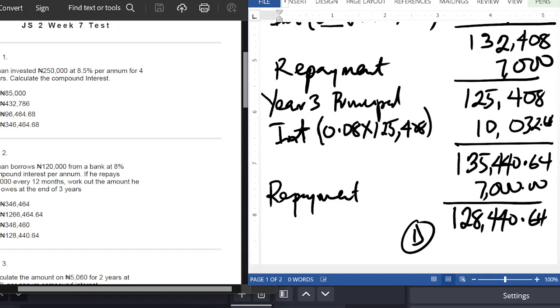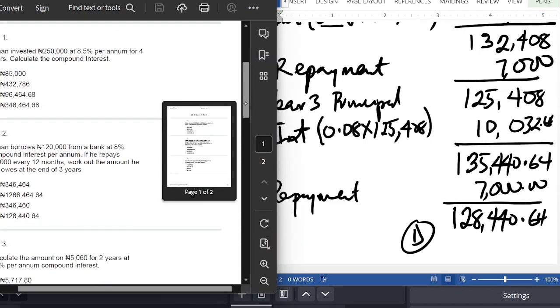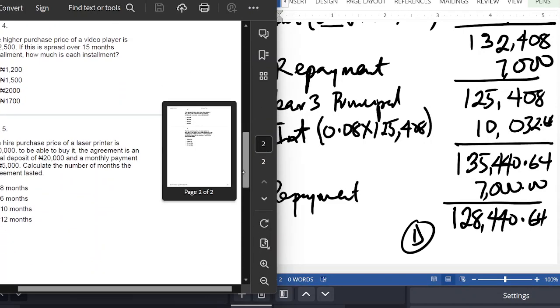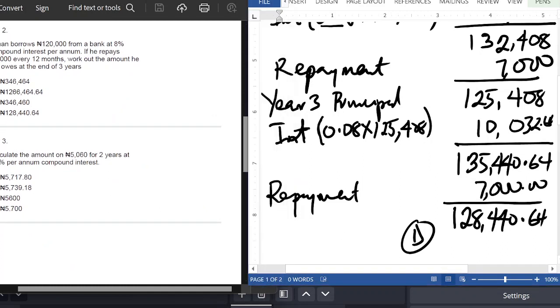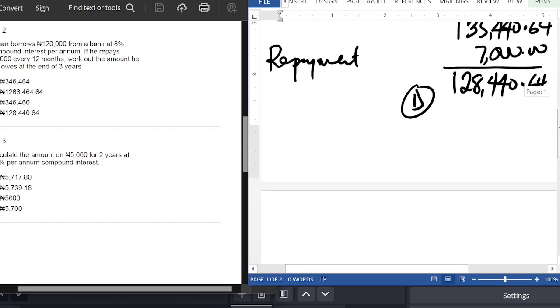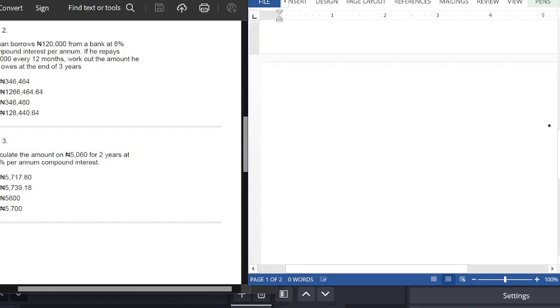So move to question number 3 now. Question number 3, you can see that is very long. Because of the repayment, we have to be very careful with it. So for number 3, the question asks us to calculate the amount on 5,060 for 2 years at 6.5% per annum compound. This is very straightforward. We just calculate the amount, that's what we're looking for.